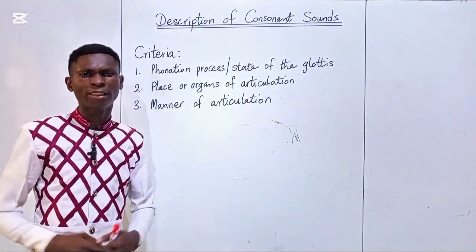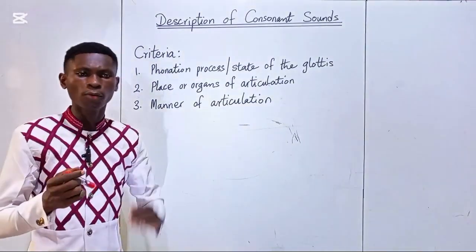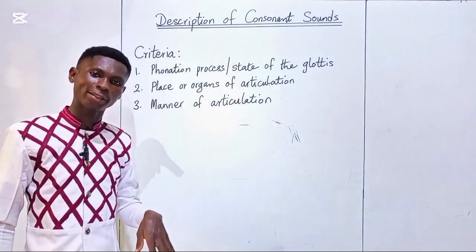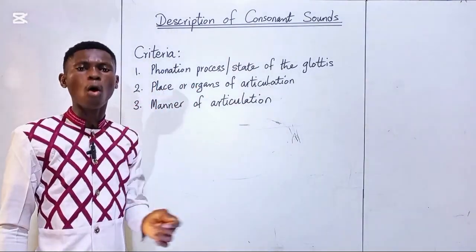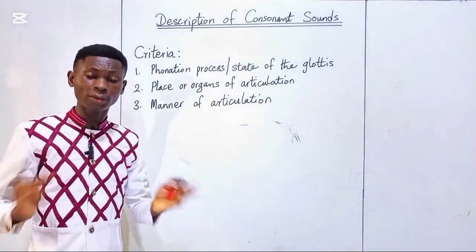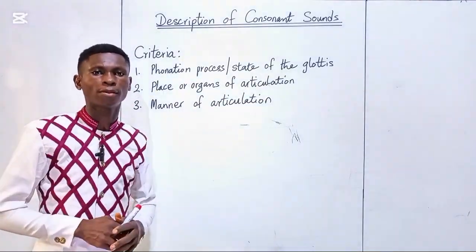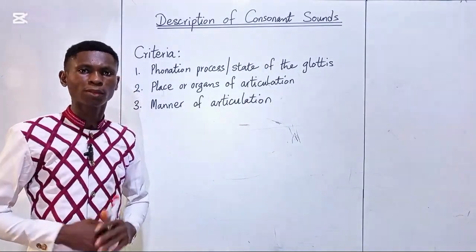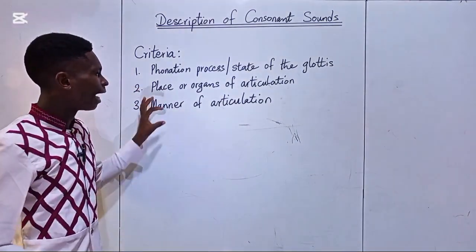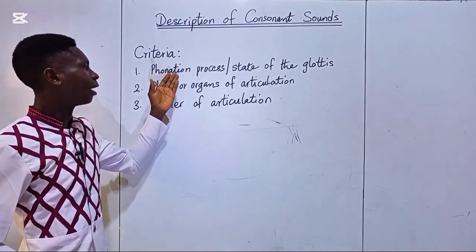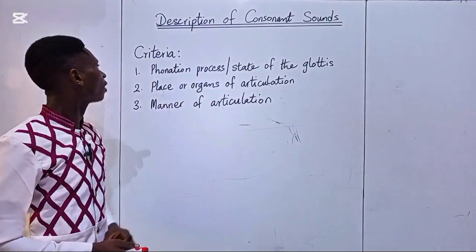So you describe a vowel sound based on the movement of the tongue and based on the part of the tongue. Is the tongue raised towards the roof of the mouth or lowered? Is it the front part of the tongue that is raised, the middle, or the back of the tongue? So those are the things you consider, and of course the shape of the lips when you want to articulate the sound. So that is for vowel sound, but for consonant sound, we have the place or organs of articulation and the manner of those organs, and also the state of the glottis. So please take note of this.